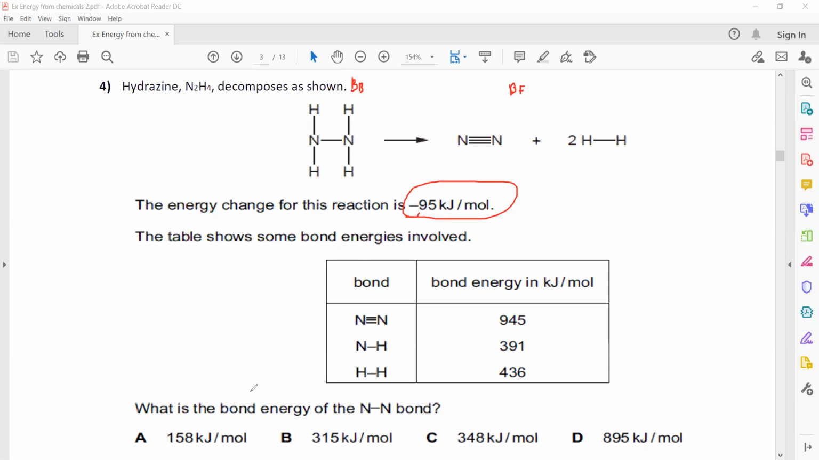So on the left hand side I'm mentioning bond breaking. Which bonds are we breaking? We are breaking 4 nitrogen and hydrogen bonds, N-H bonds. 1, 2, 3, and 4. So we are breaking 4 nitrogen and hydrogen bonds, plus we are breaking 1 nitrogen-nitrogen bond.